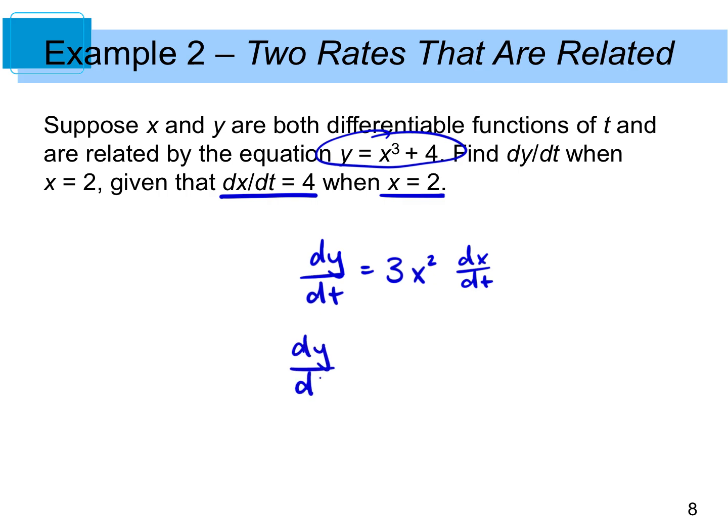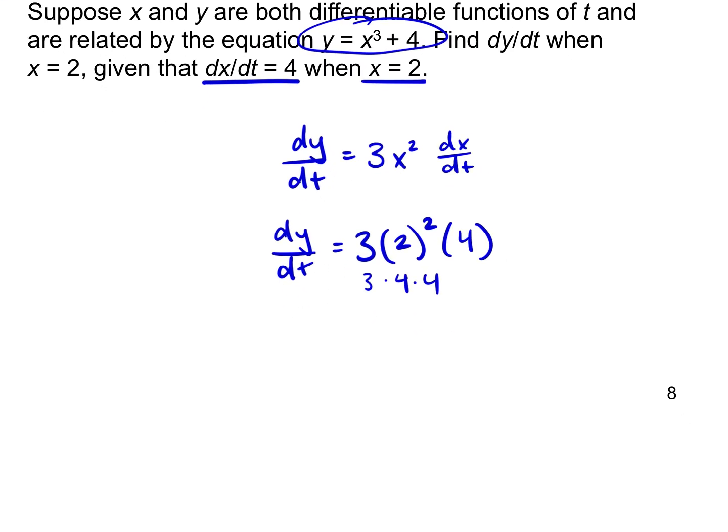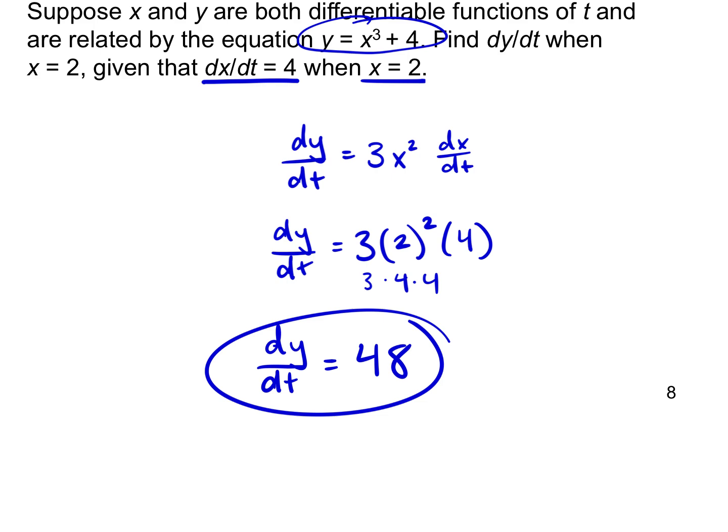So we're going to plug those in. So dy over dt is equal to 3. What do we plug in for x? So 2 gets plugged into x, and what's dx over dt? 4. So from here we have 3 times 2 squared would be 4 times 4. So 12 times 4 would be 48. Awesome.